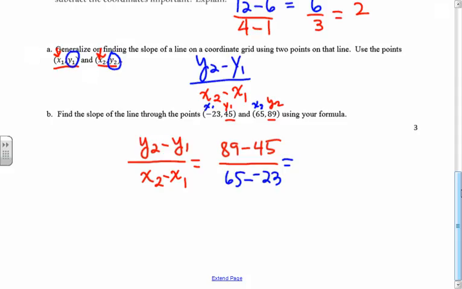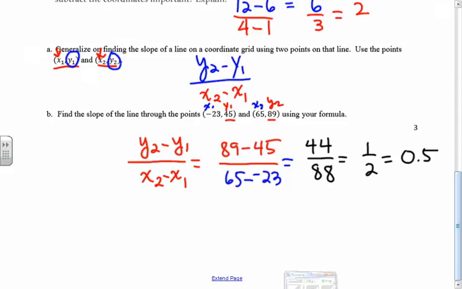89 minus 45 is 44. And 65 minus negative 23. Remember, when you're subtracting a negative, you're really adding. So that's 88. And when I divide those two, if I just simplify it as a fraction, I get 1/2. If I divide it out, make it a decimal, I get 0.5.